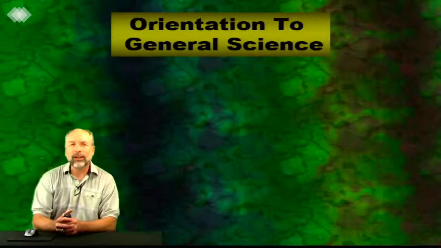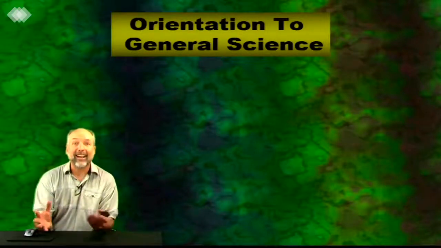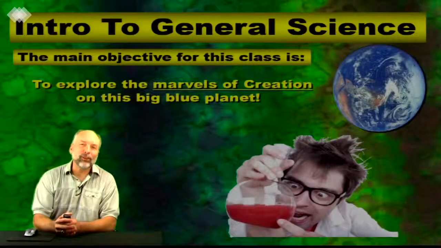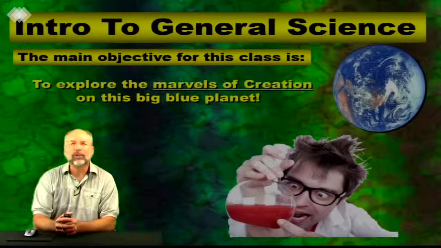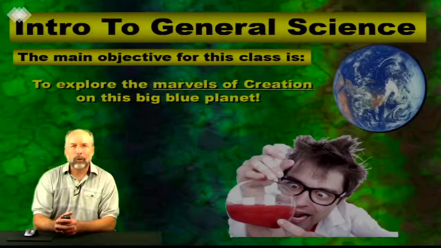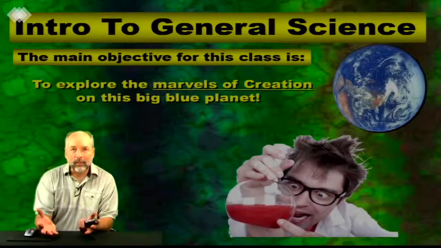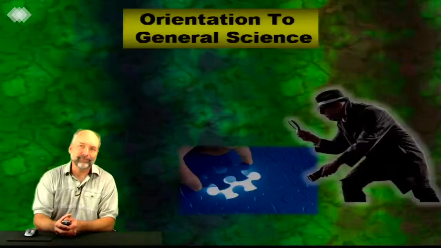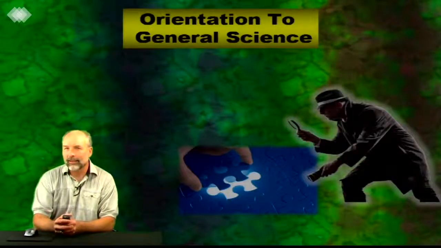It's called general science because we're going to be looking at all kinds of fascinating things. Our main objective for this course will be looking at the marvels of creation on this big blue planet. And a lot of what we try to do is connect the dots. How come this is happening? What's causing it? What's the cause and effect relationship? A lot of being a good scientist is being a good detective and putting the pieces of the puzzle together.